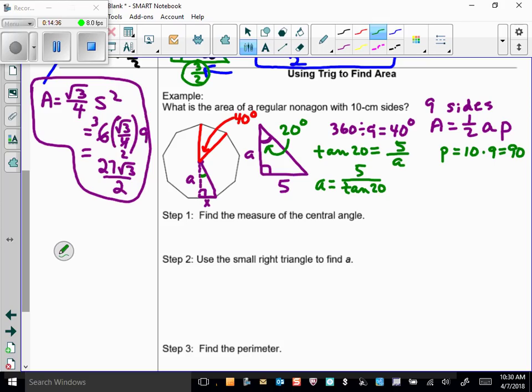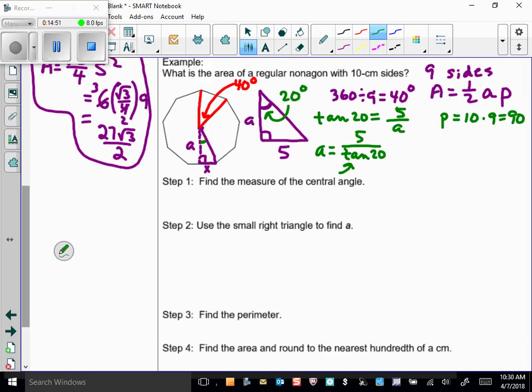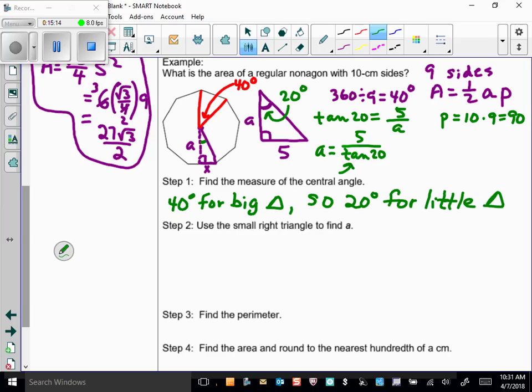So now, here's another very important thing to note. What I do not want you to do, and you will lose points for doing this, is rounding this off to a decimal and plugging it into the formula. Oh, look, I actually had it broken down by step here, so let me just fill it in this way and I got more room. So the measure of the central angle of the big triangle would be 40 degrees. So 20 degrees for the little triangle that we're working with. And the way you find the central angle is to just divide the number of sides of the polygon into 360. Okay, so we just did this up above, so we know that A is 5 divided by the tangent of 20.